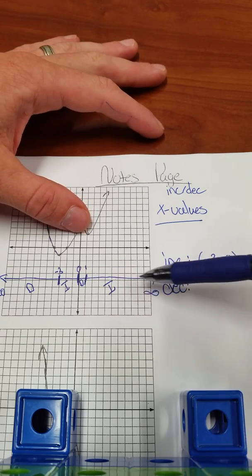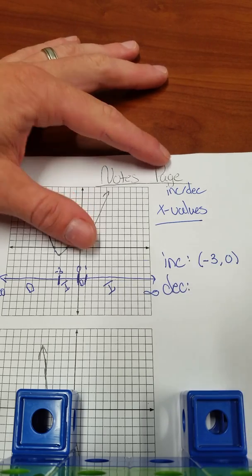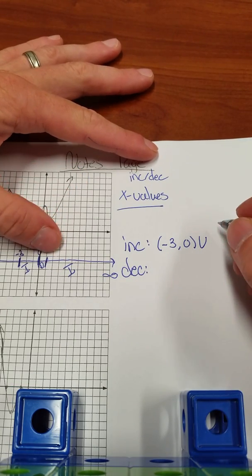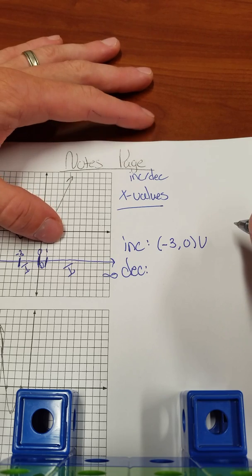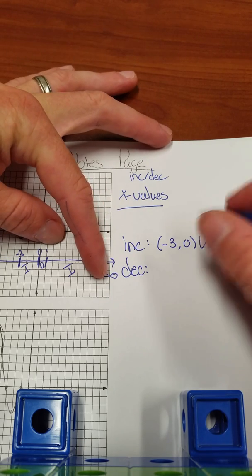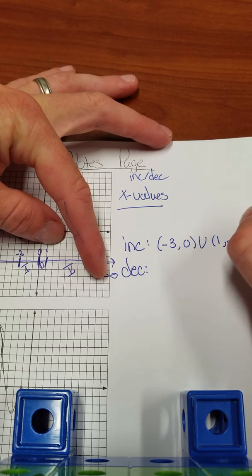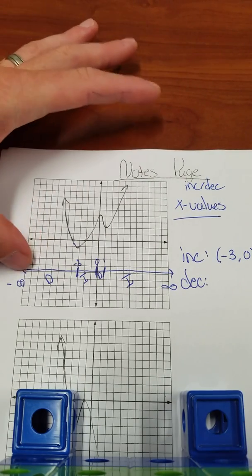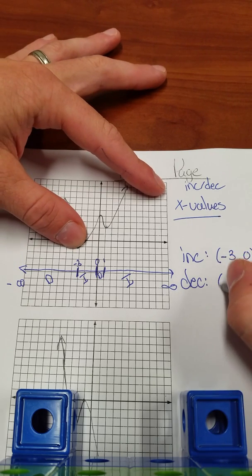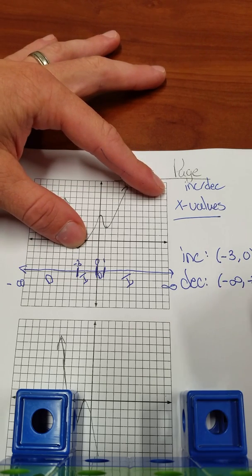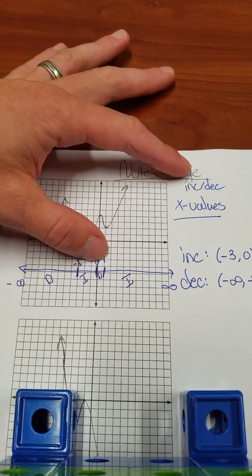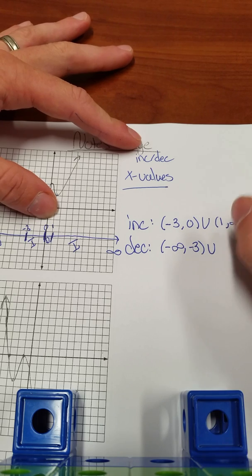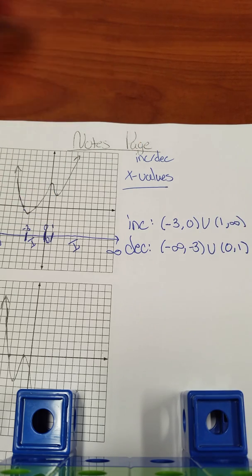But if you look over here, there is another interval of increase. So what I need you to do is use a union. So you're just going to put a U, and then it is increasing again from 1 and then to infinity. Let's look at our interval of decrease. The D is in between the negative infinity and the -3, so that's my first interval, negative infinity to -3. And then it's decreasing again from 0 to 1. And that would be your answer.